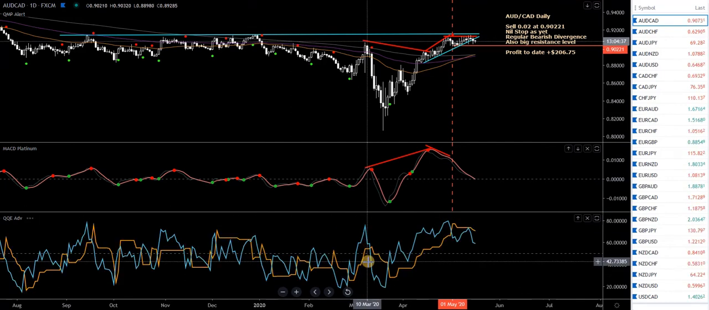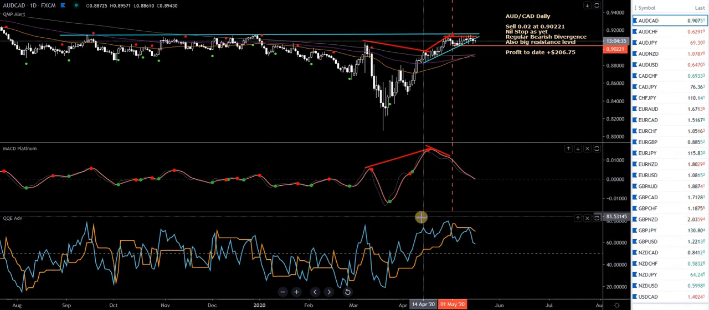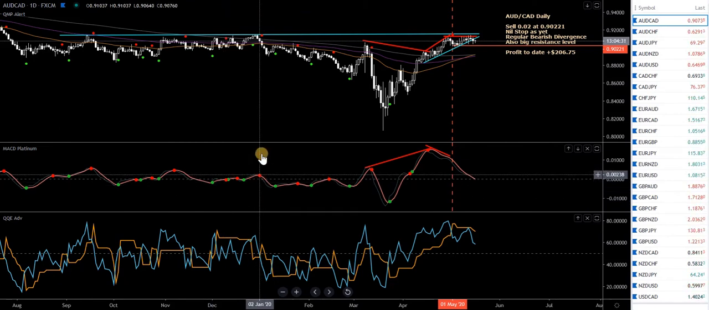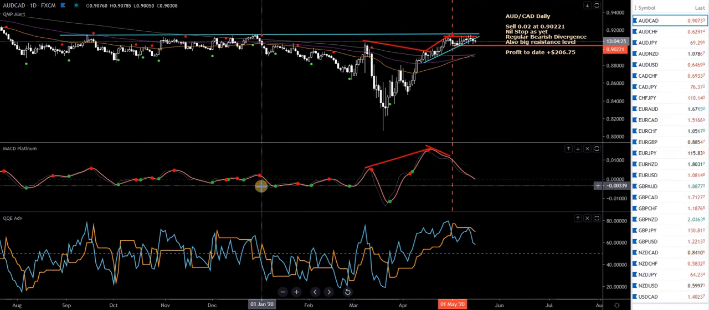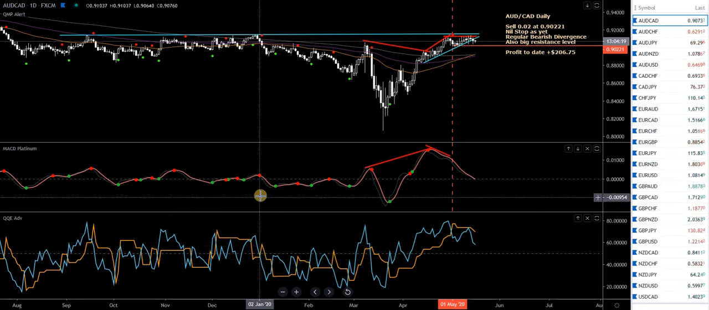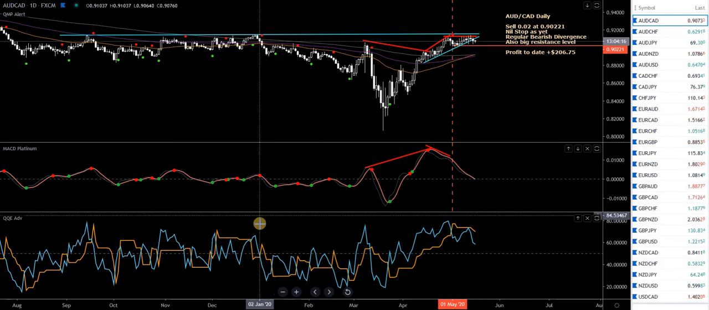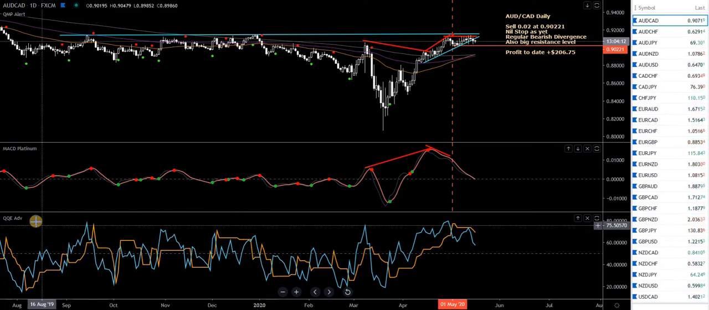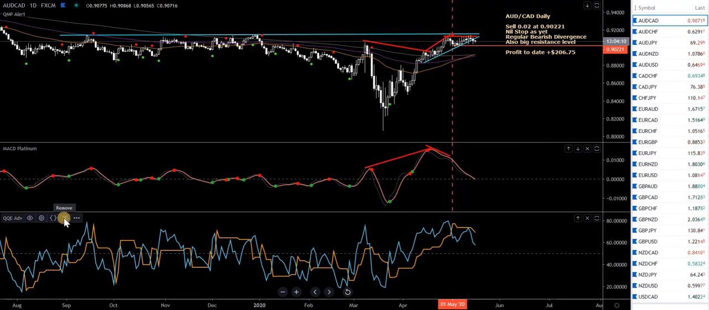So this is the QQE Advance. Basically a dot is formed, as an example, this red dot on the QMP filter. It's a combination of the red dot, which is a cross on the MACD Platinum, and also a cross of the QQE Advance. They're not necessarily on the same candle, like in this case, but they've got to be in sync with each other. I don't need the QQE Advance displayed on the chart, but some people do like it.